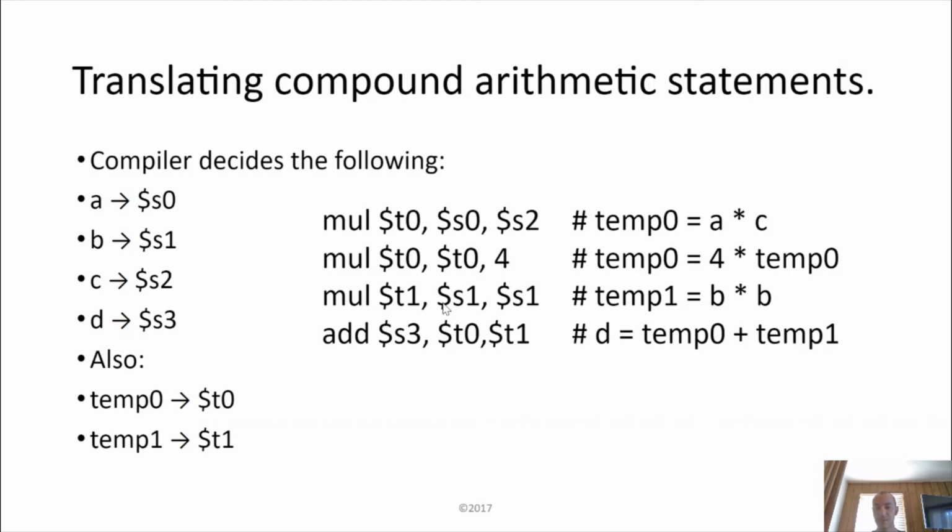Here is the same, nothing new. We have B in $s1, so we are just passing that and saving it in temp1. And then at the end, we are doing the addition and storing it in $s3, which is our D, the one that we wanted to have.